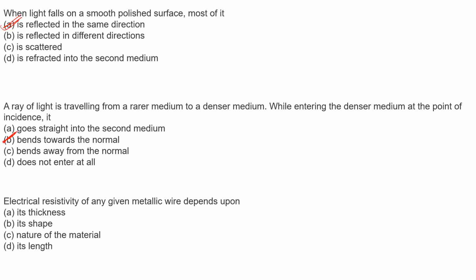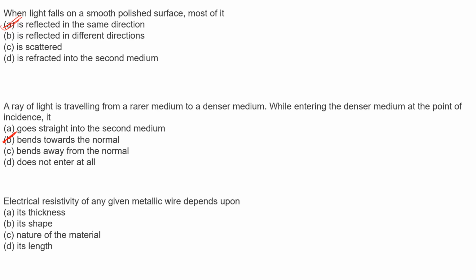However, if a ray of light is traveling from a denser medium to a rarer medium, then it always bends away from the normal. In the reverse case, it always bends away from the normal, right? But in this case, it always bends towards the normal, right? So you should read the laws of reflection and refraction for this kind of question, right?